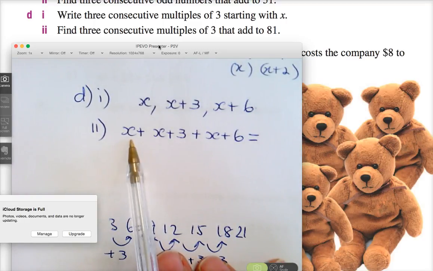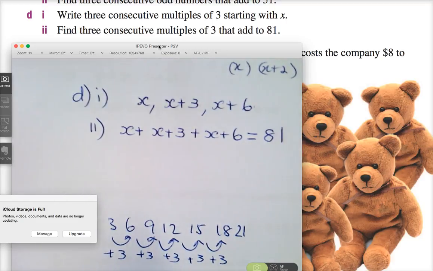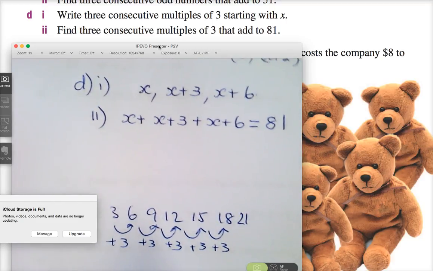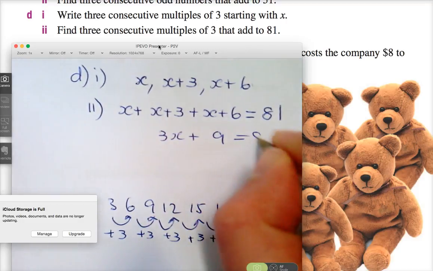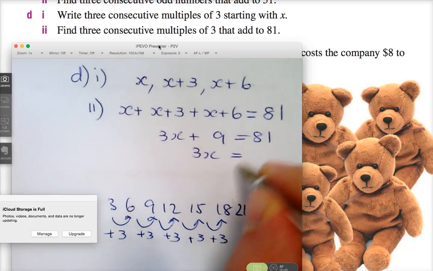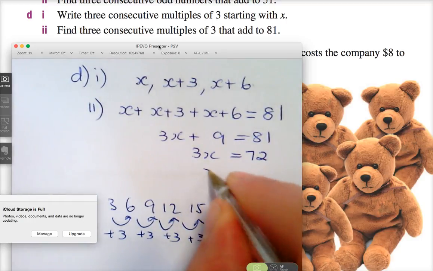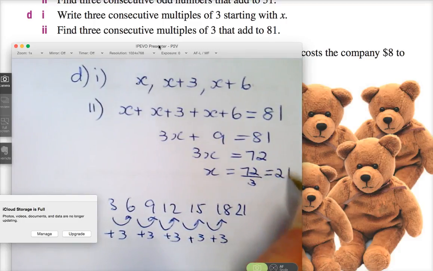So let's answer part 2. Find 3 consecutive multiples of 3 that add up to 81. Are we good? So we've got 3x plus 9 is 81. So 3x is 81 take away 9, which is 72. So x is 72 divided by 3, which is 24.